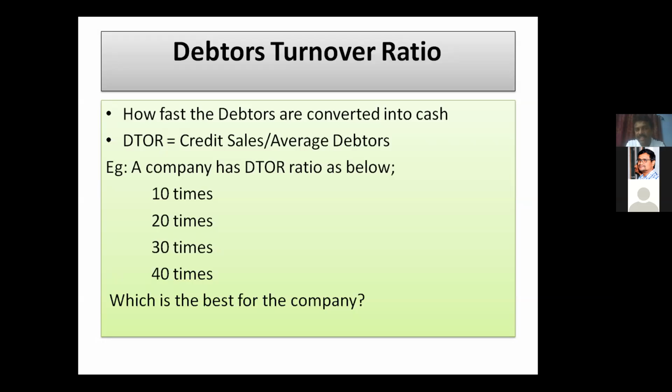DTOR, that is debtors turnover ratio, equals credit sales divided by average debtors. If we look at an example of 10 times, 20, 30, 40, and ask which is best for the company, the higher the debtors turnover ratio, the better it is for the company. The higher it is, the better for us.